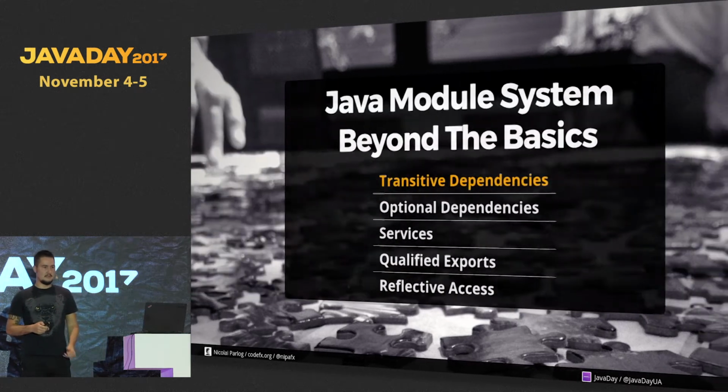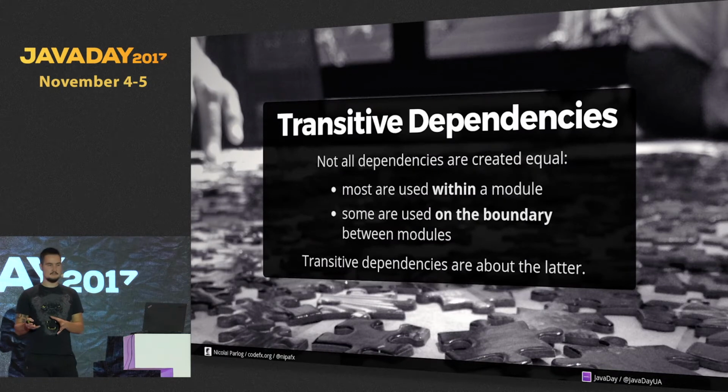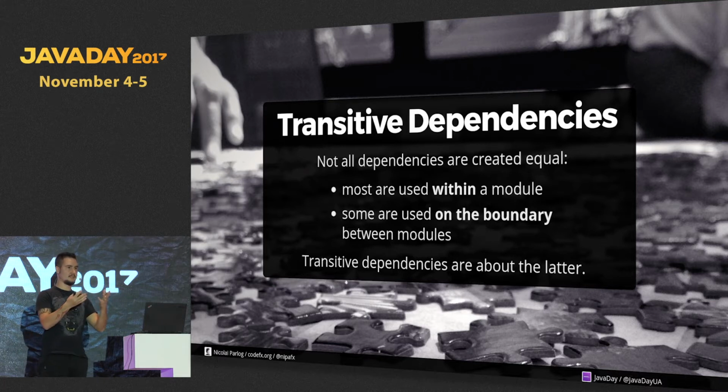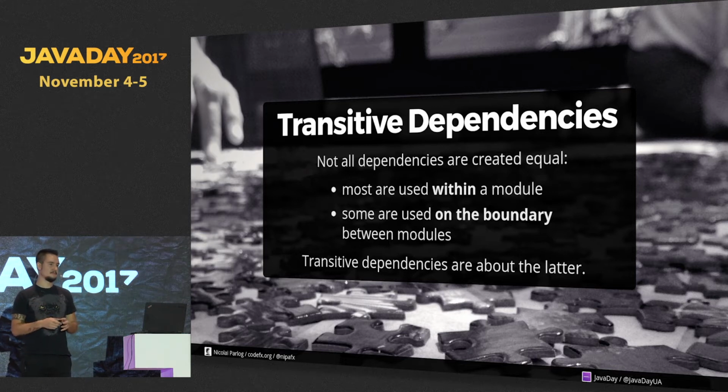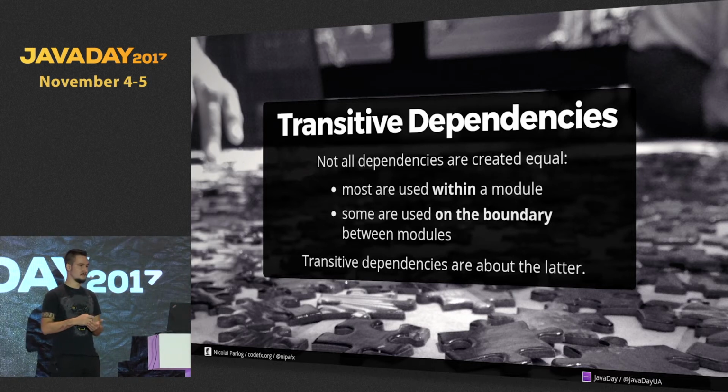So let's start with transitive dependencies. Not all dependencies are really the same. First of all, you have a dependency because you need the code in that dependency, right? But the way you use them can be different. You may use that code only inside your own module. For example, let's say you use Guava immutable lists. You might only use the immutable list within your code. But there's another case. You could use immutable lists on the boundary of your code, meaning, for example, as a return value in a supported API. And transitive dependencies cover the latter.